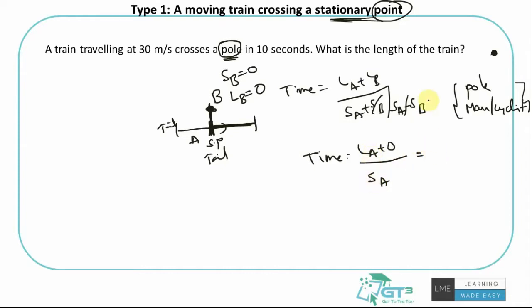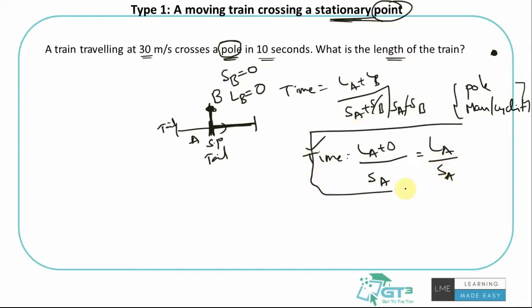What are they asking me? For example, look at this question. A train is traveling at 30 meters per second. That's the speed, and it crossed a pole in 10 seconds. What is the length of the train? They gave me this. The formula would finally turn out to be this for this situation. They gave me time and they gave me speed and asked me to find this. Now you can just look at the question and put the right values to get it.